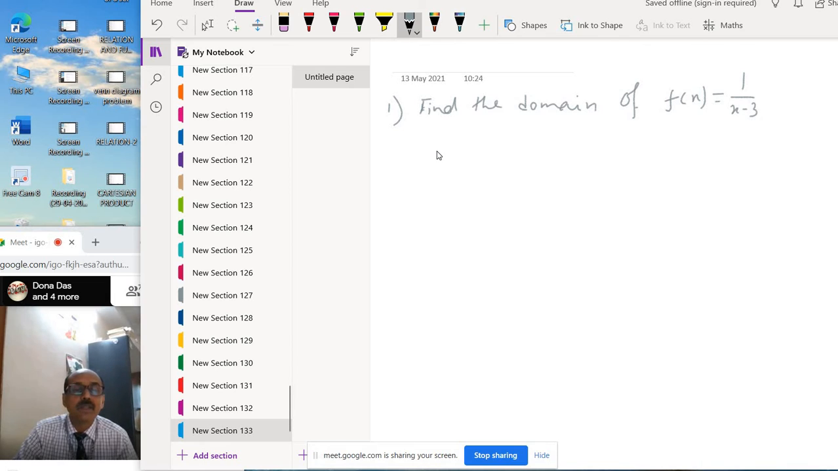So when this function 1 by x minus 3 is infinity, infinity means 1 by 0. If 1 by 0 is coming, then it is infinity. So 1 by 0 means the denominator is 0. If the denominator is 0, then it is infinity. 1 by 0 is infinity. So how is the denominator 0? For what value of x does x minus 3 become 0?